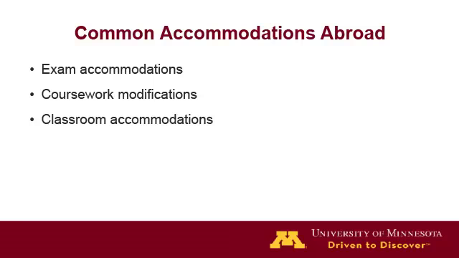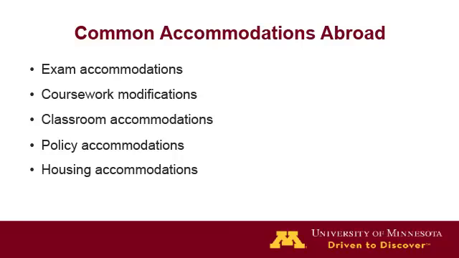Students who require a reduced course load could have a policy accommodation. Housing accommodations could incorporate a private room, an accessible room, or a specific location for accessibility purposes. Excursion accommodations may include providing accessible transportation or identifying alternative excursion destinations.